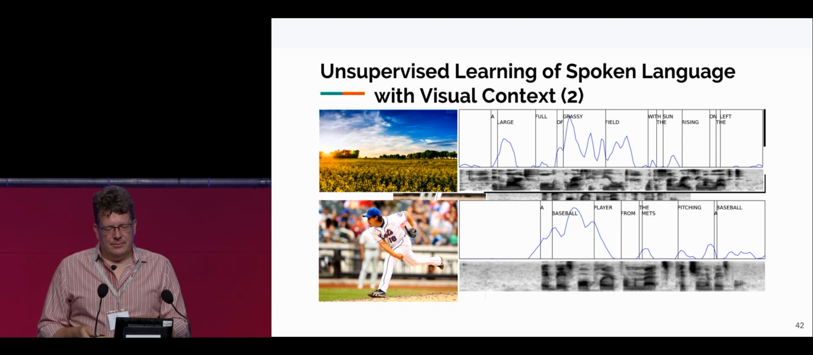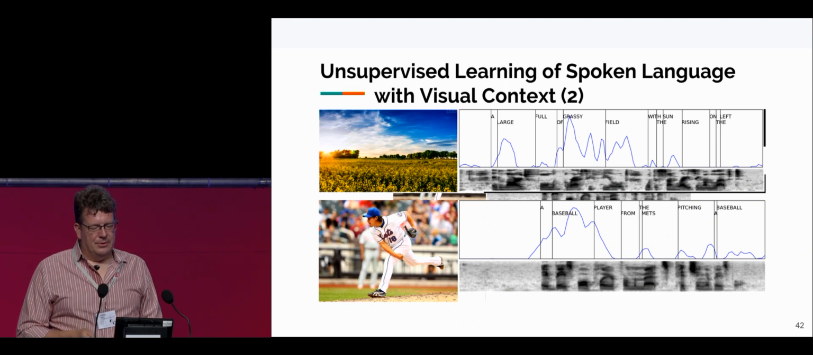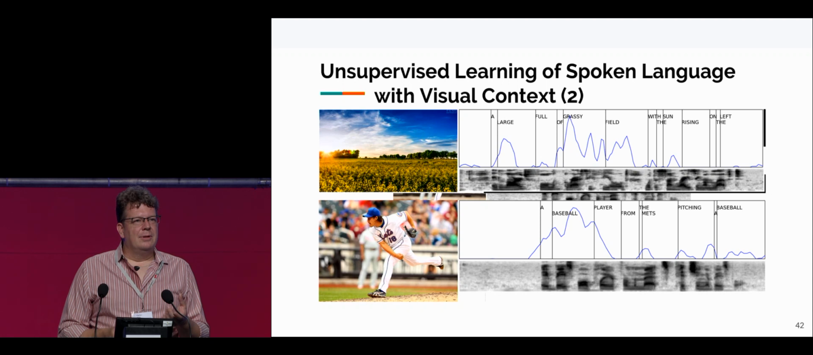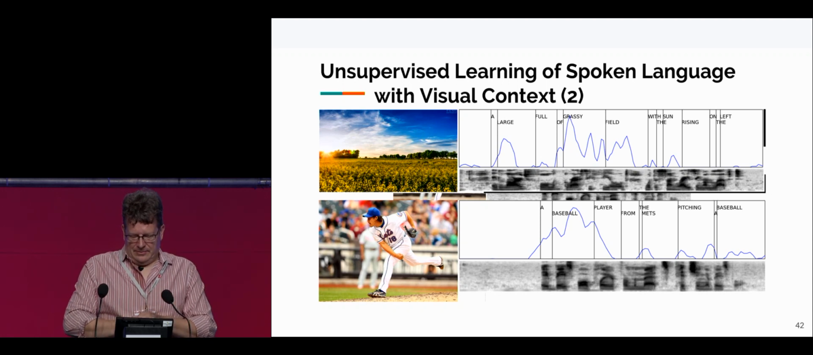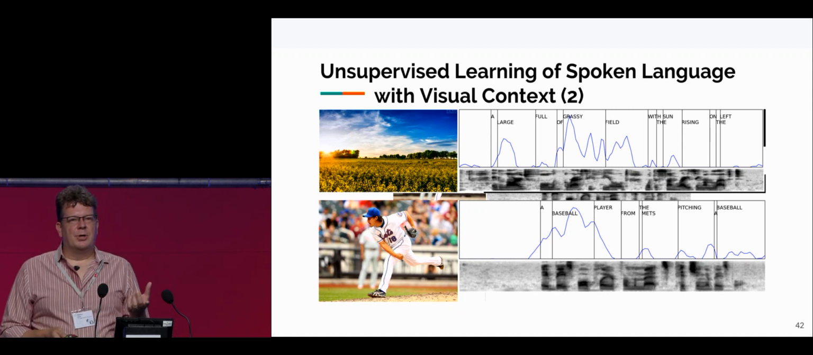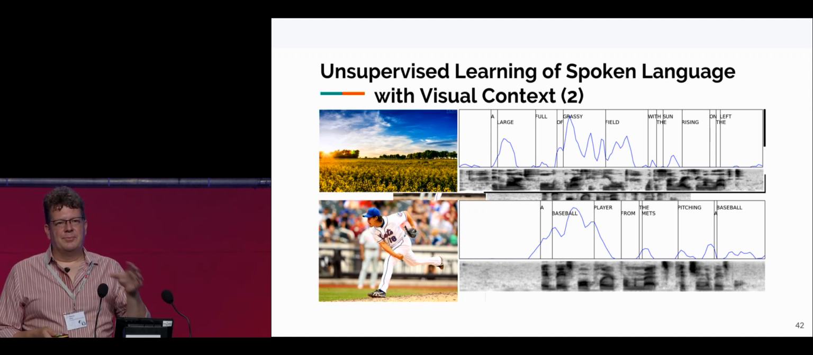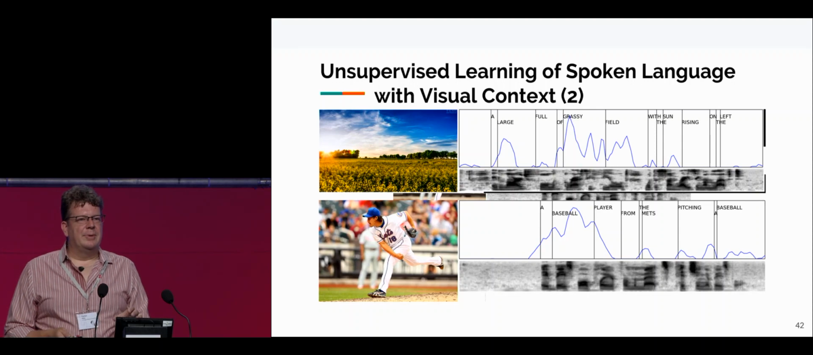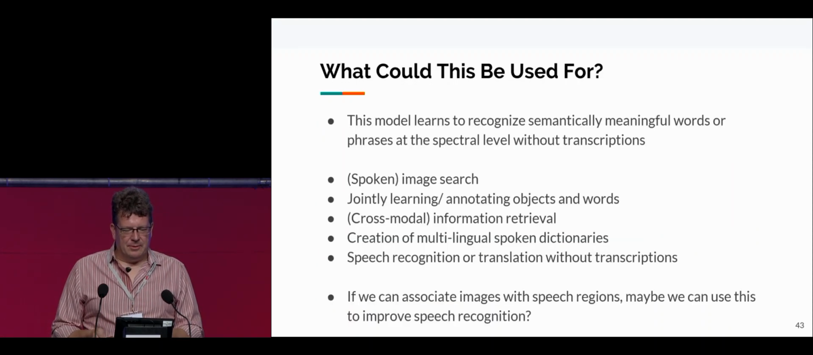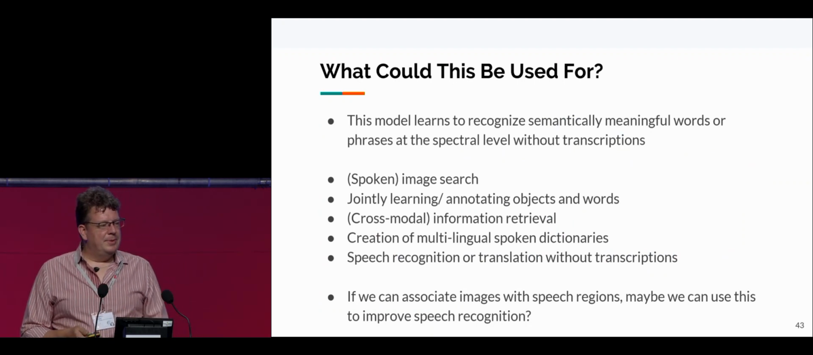But it doesn't put a lot of weight on the part of the audio where it's only said baseball. So clearly this model learns and it figures out automatically that in the image, a baseball player is an important property because it puts weight on that part of the audio where baseball player is being spoken and not so much on baseball. So what could this be used for?